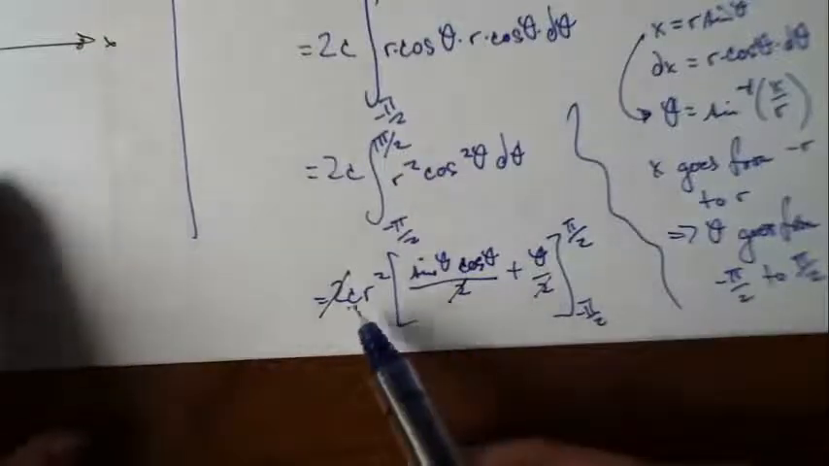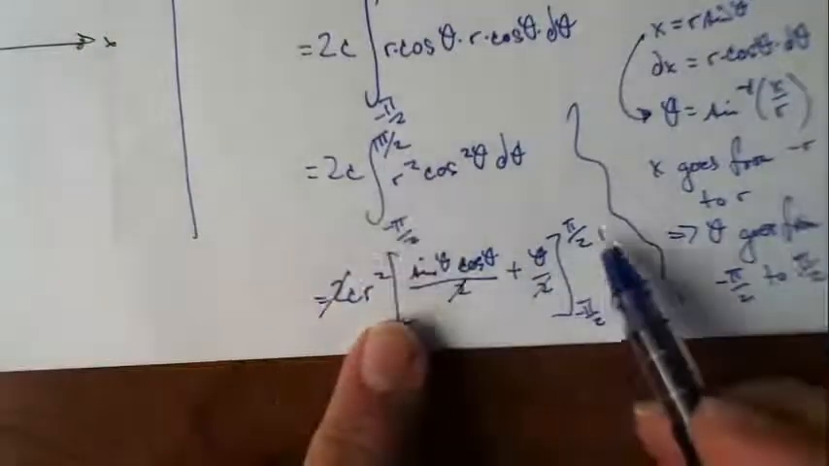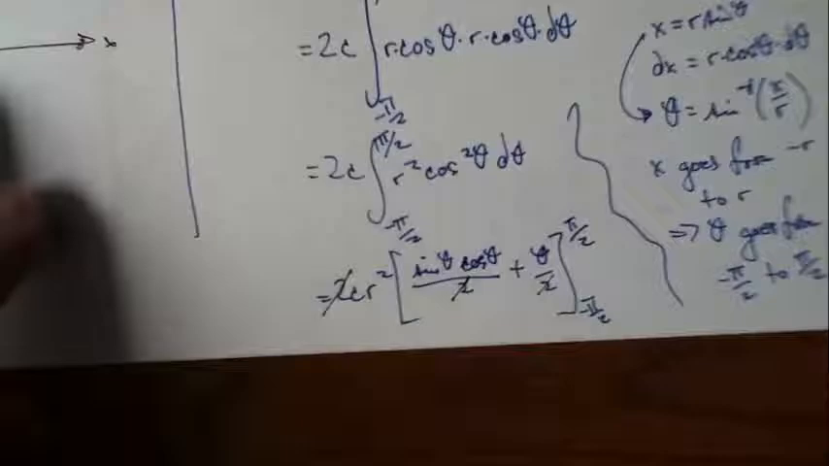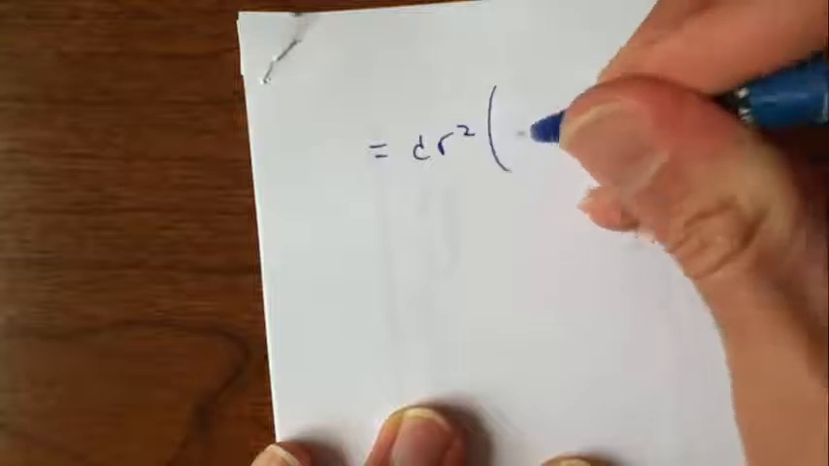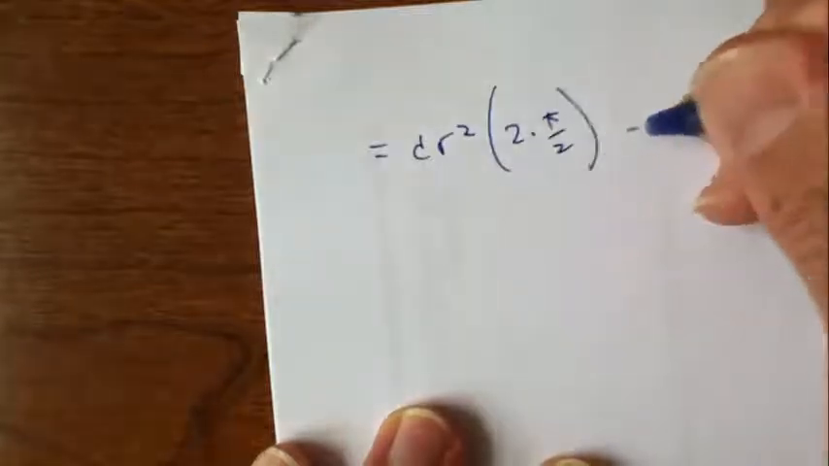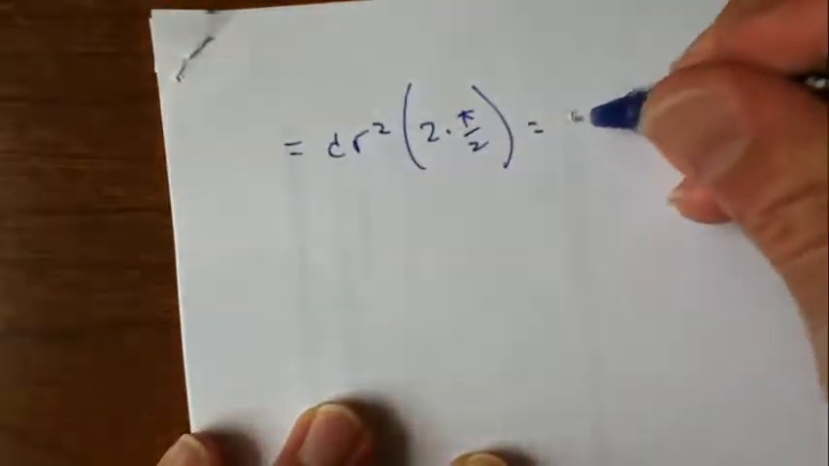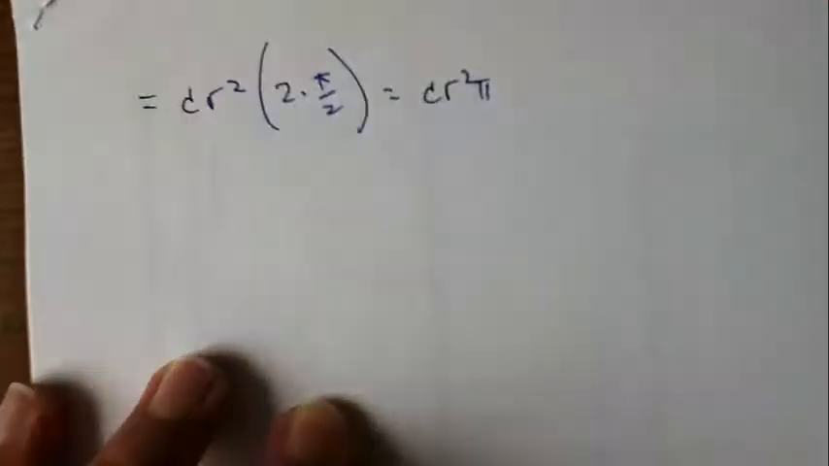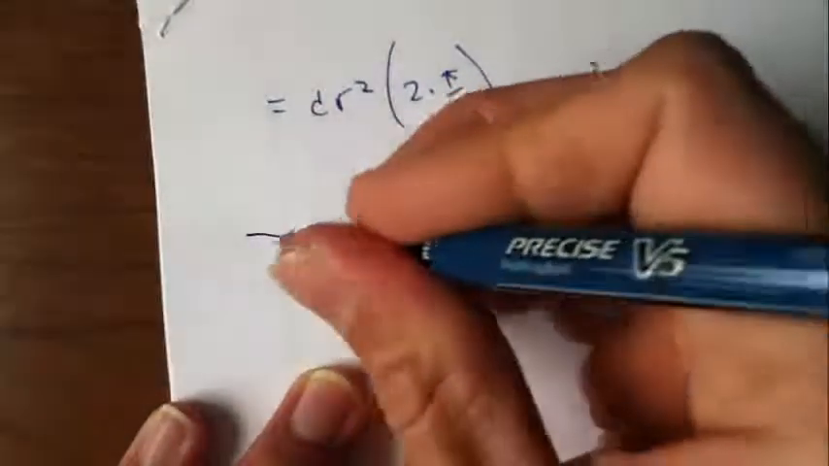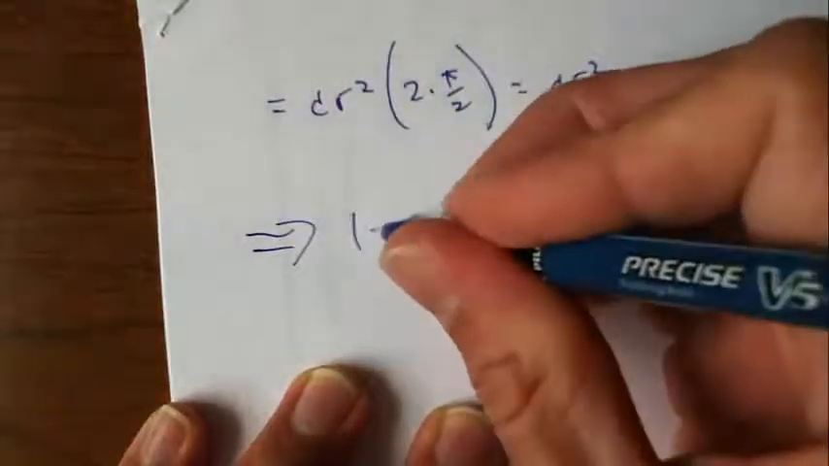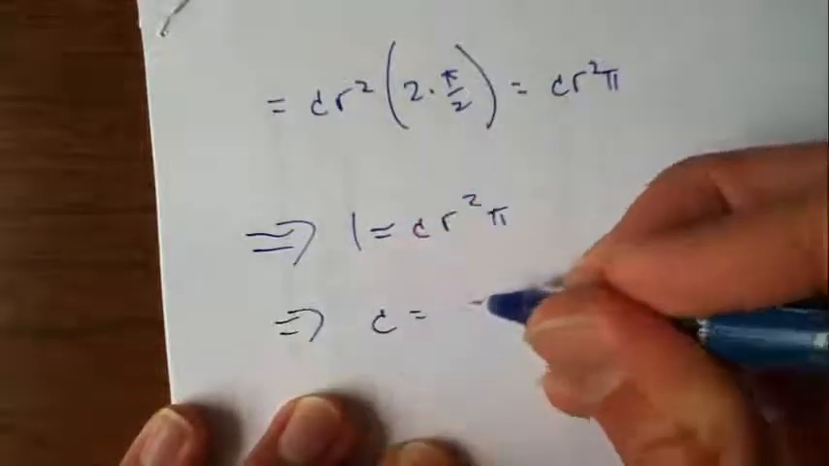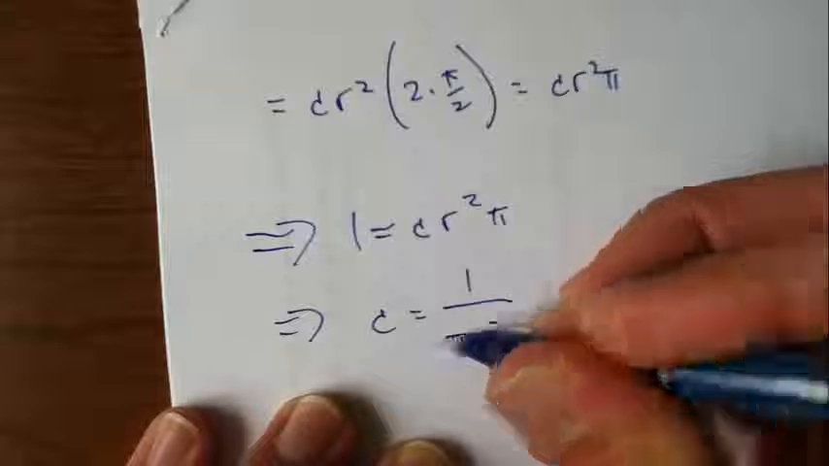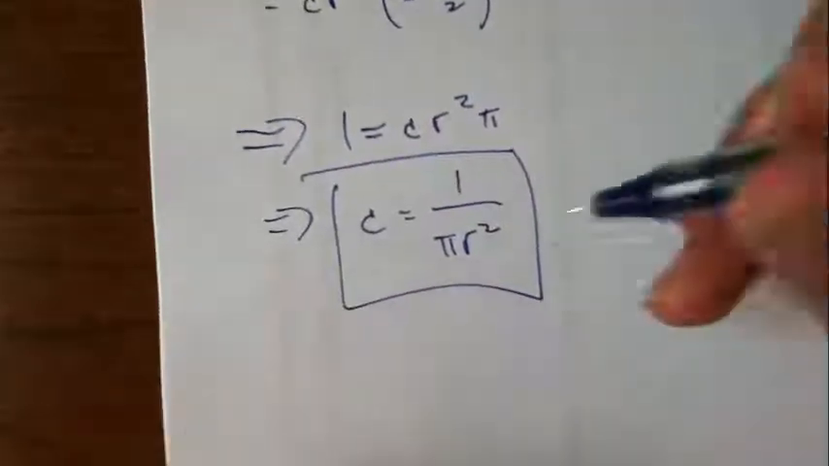And I'm just going to be left with, on the inside here, it's just going to be pi over 2 plus pi over 2. So it's C r squared times 2 pi over 2, or C r squared pi, right? But remember, all of this stuff equals 1. So all this implies, so 1 equals C r squared pi, or that C is 1 over pi r squared, just like we already knew, okay?